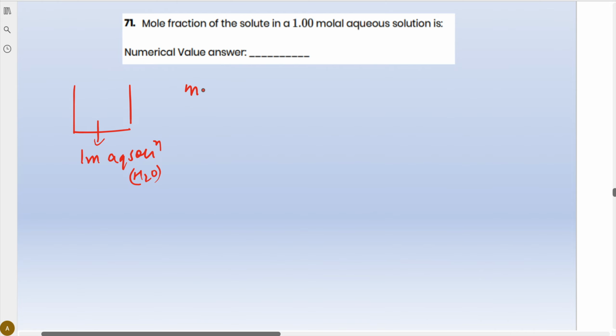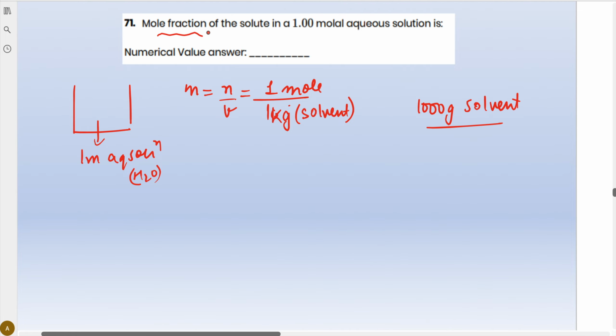So molality is equal to number of moles divided by mass of solvent. Let's say 1 molar means 1 mole is there in 1 liter of the solution. So this will be 1 kg of solvent, or you can write 1 kg of solvent as 1000 grams of solvent.